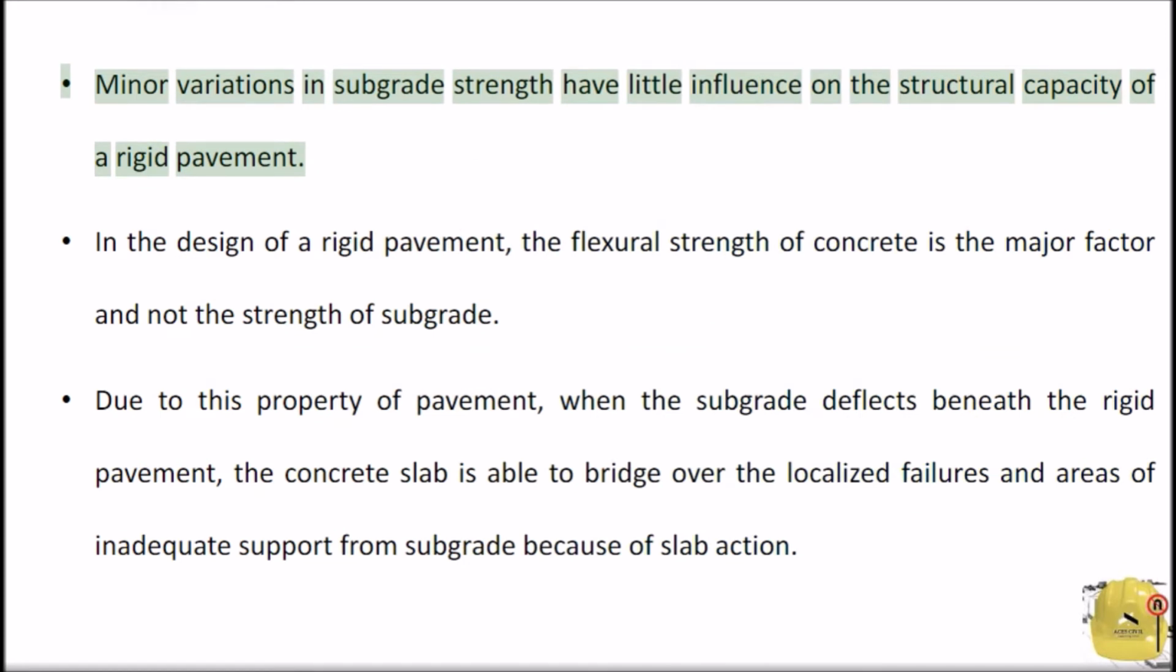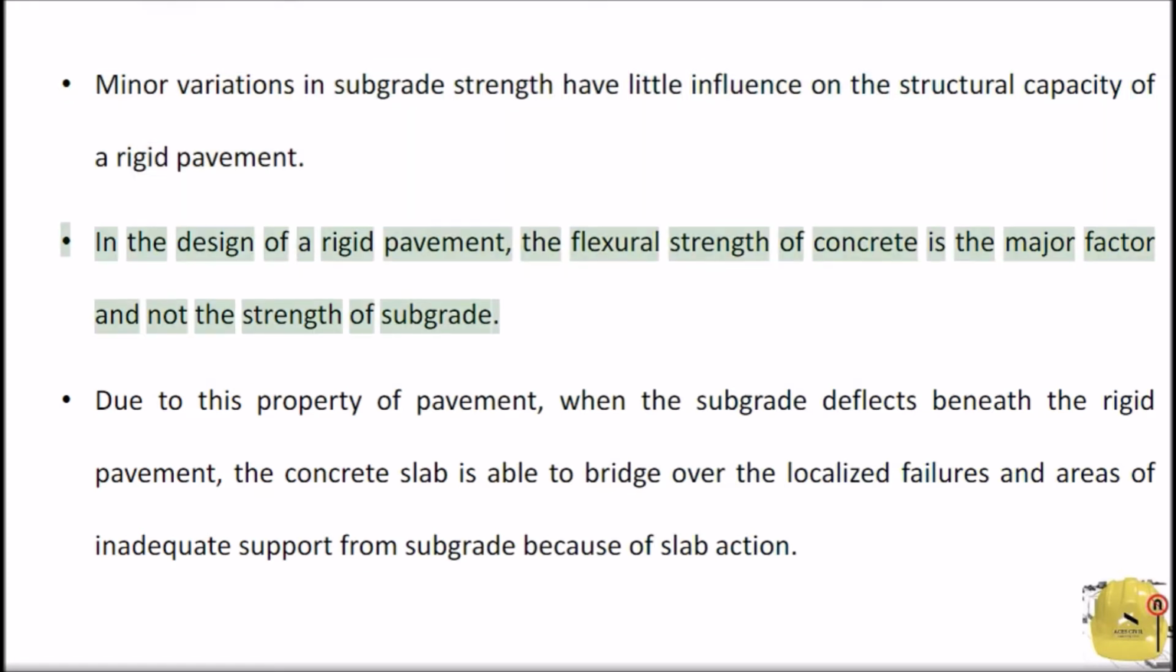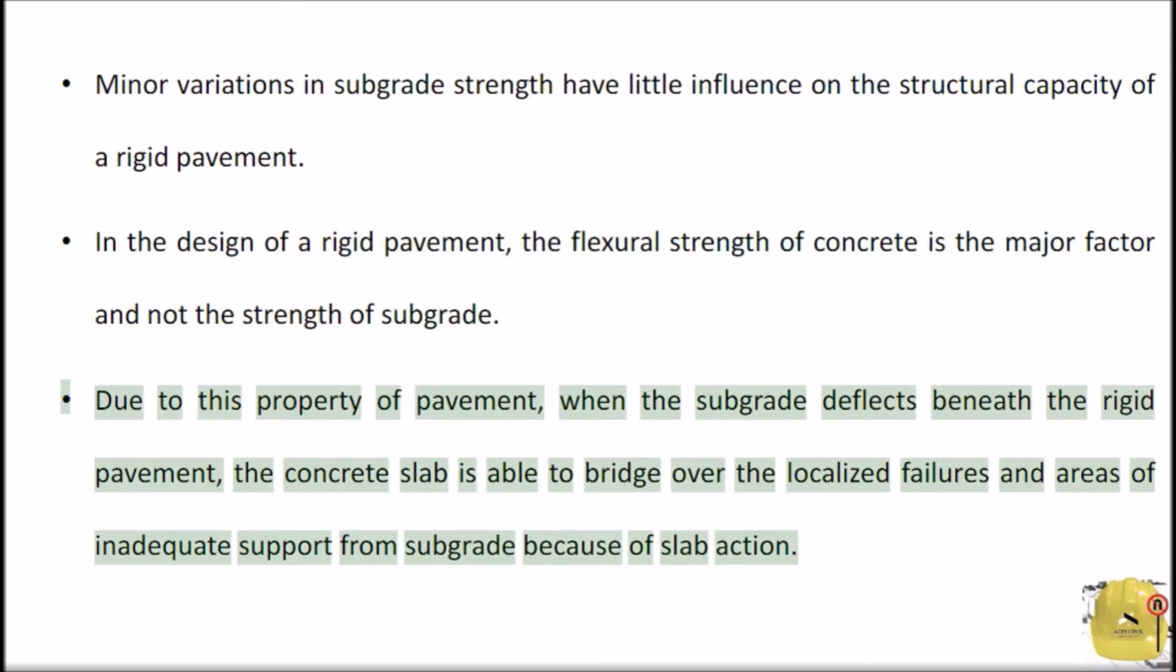Minor variations in subgrade strength have little influence on the structural capacity of a rigid pavement. In the design of a rigid pavement, the flexural strength of concrete is the major factor and not the strength of subgrade. Due to this property, when the subgrade deflects beneath the rigid pavement, the concrete slab is able to bridge over the localized failures and areas of inadequate support from subgrade because of slab action.